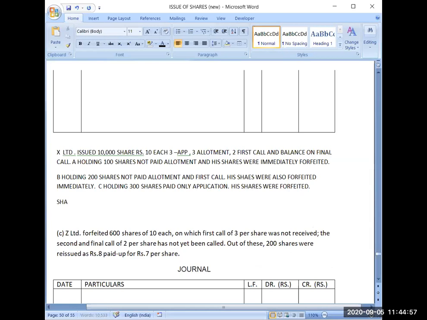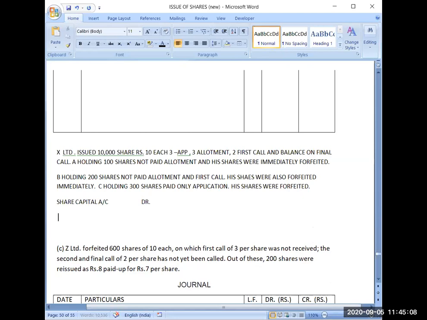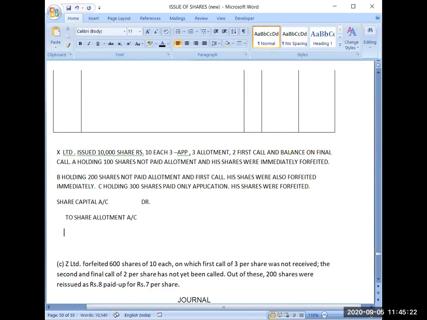The entry in case of A will be: share capital account debit. The word equity I am not writing right now, but you have to write it. Debit to share allotment, to share forfeiture account. You have not demanded first call and final call from him. You have just forfeited the shares immediately after the allotment.